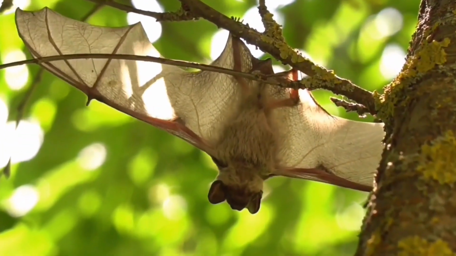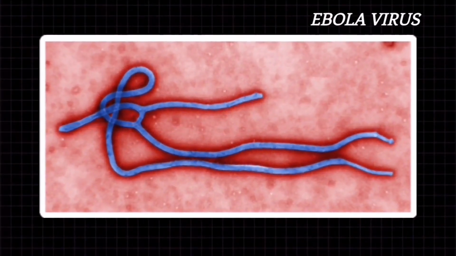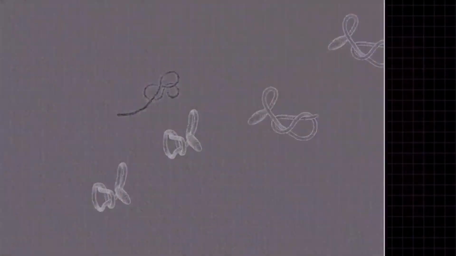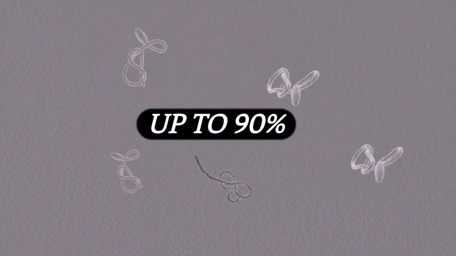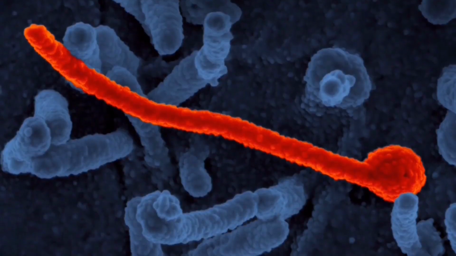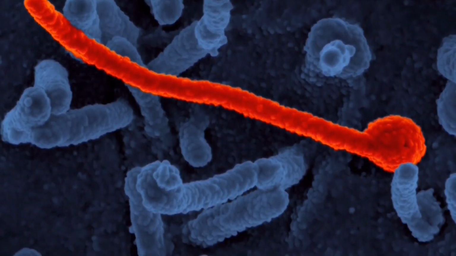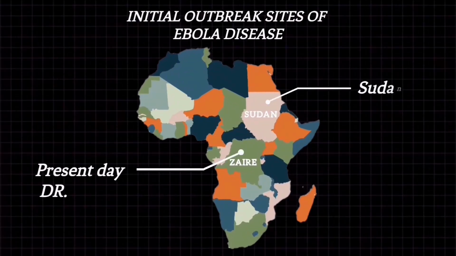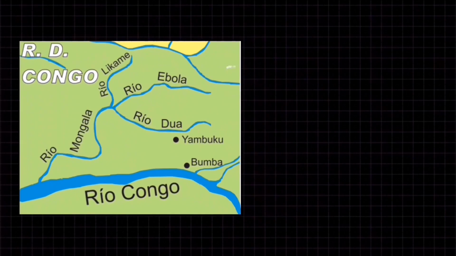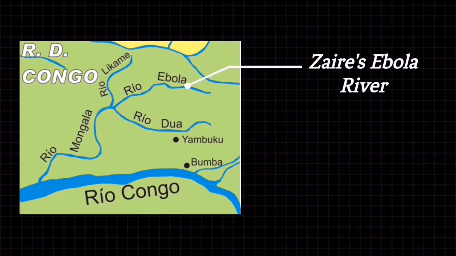One of the deadliest viruses mankind has ever known is the Ebola virus. The Ebola disease is a highly contagious and dangerous disease with a mortality rate of up to 90%. The Ebola virus was first identified in 1976 when two simultaneous outbreaks occurred in Sudan and Zaire, which is now the Democratic Republic of Congo. The virus was named after Zaire's Ebola River near the initial outbreak site in Congo.